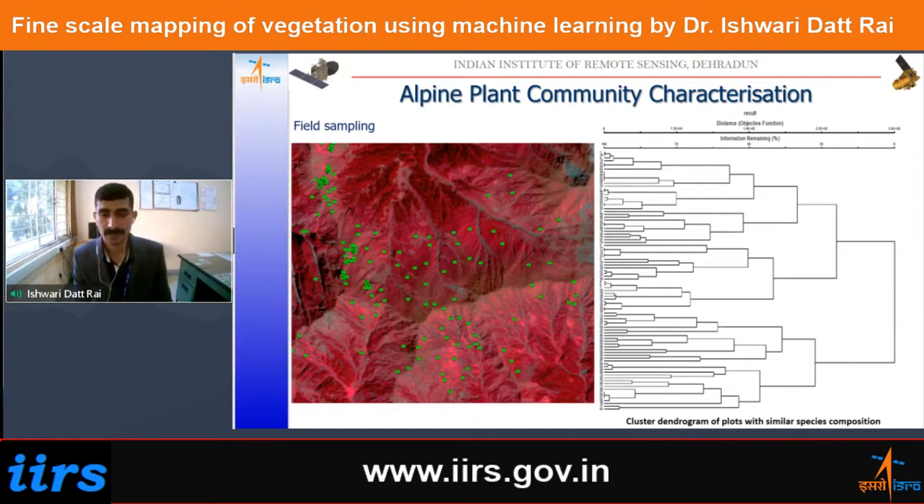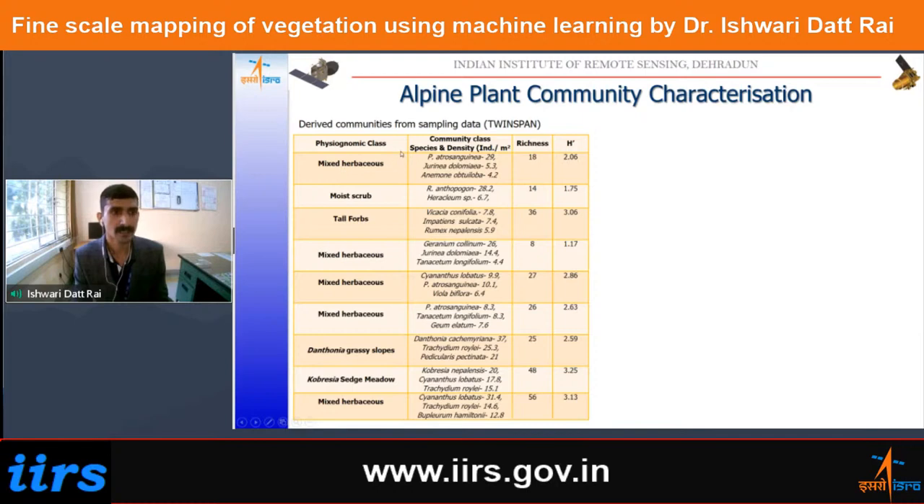For vegetation classification, or in phytosociology, what we do is collect the ground data at the plot level and do cluster analysis, to see how those plots are related to each other in terms of similarity in species composition. This is the cluster dendrogram generated from the ground data, and these are the communities derived from software called TWINSPAN, two-way indicator species analysis. At least 9 alpine communities were derived based on the ground data.